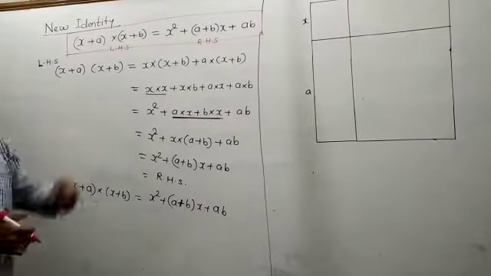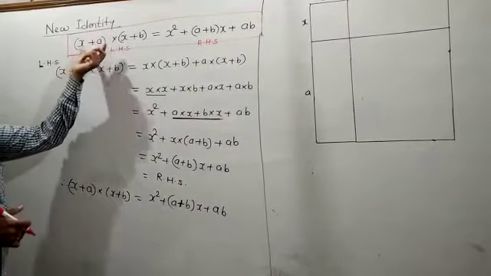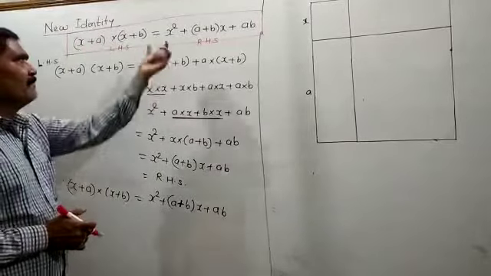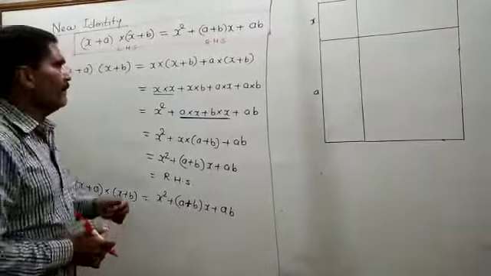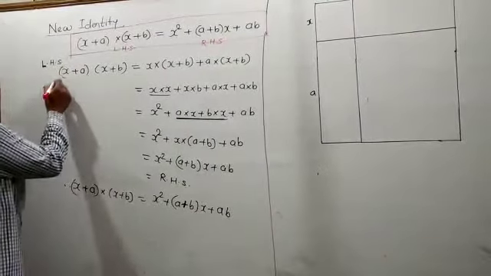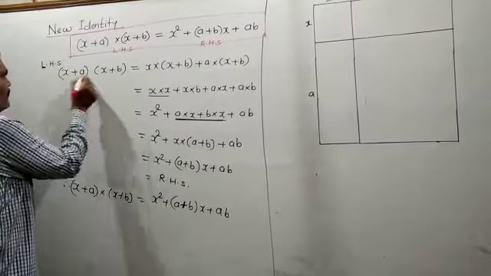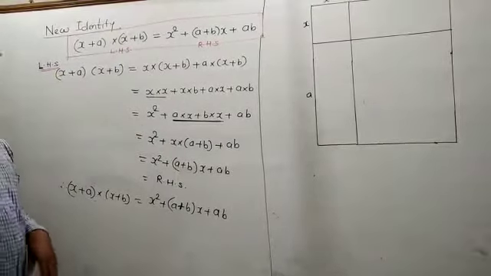If left hand side is equal to right hand side, at that time you have to say that this identity is like this: (x + a) multiplied by (x + b) is equal to x square plus (a + b)x plus a multiplied by b. Then if you take the LHS and solve it, you will get the RHS from the LHS.